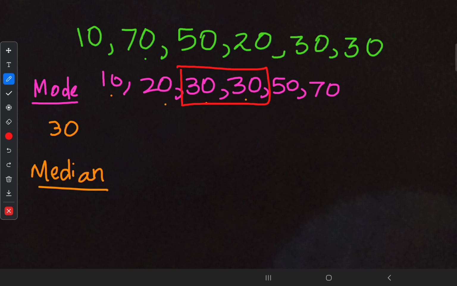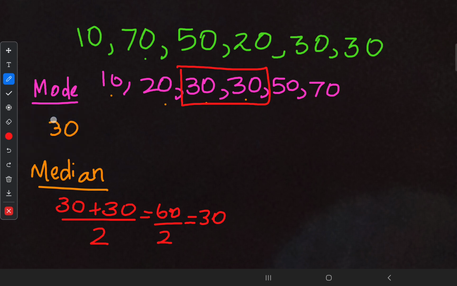To find the perfect median, you have to add them up: 30 plus 30. We have two numbers as a median. You should add them and divide that by 2. So here 60 divided by 2 will give you 30. In some cases we will receive a different answer than this. Let's do those questions after this. In an even data set, that means an even count of data, this is the way you have to find your median.